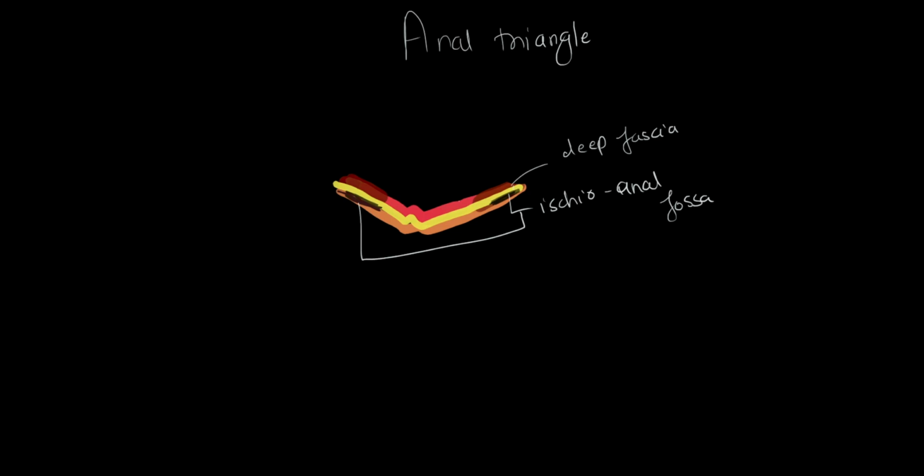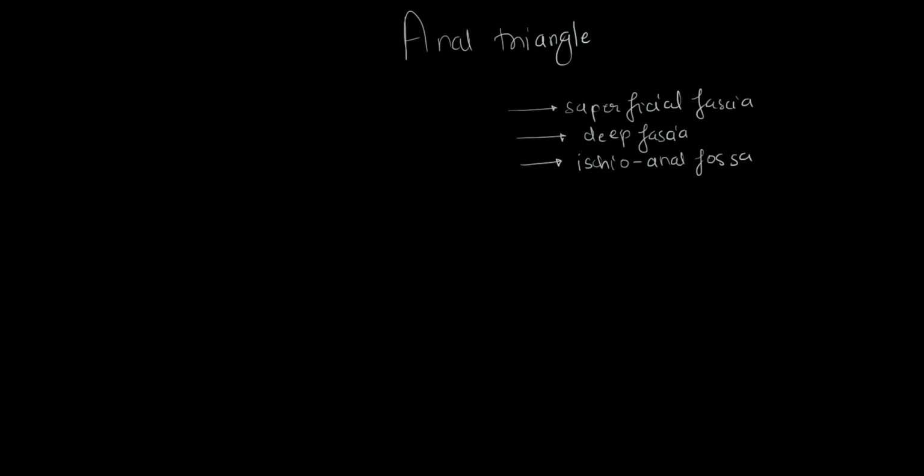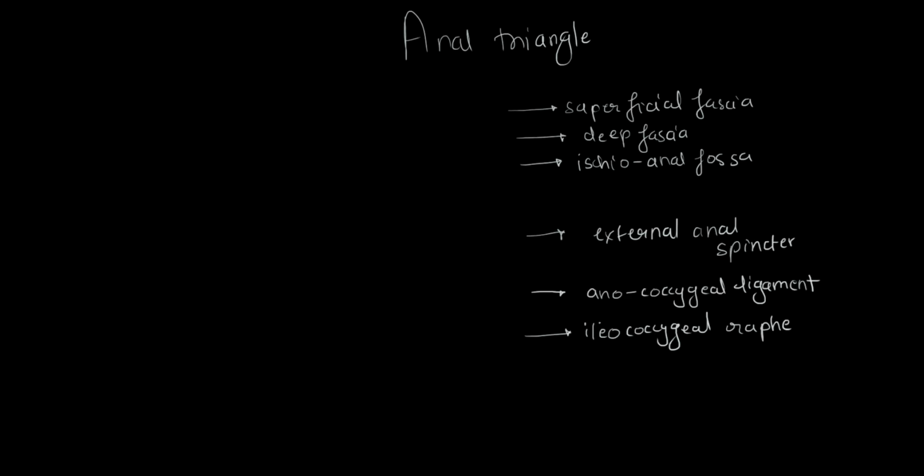So that was the first half of the components that we looked at. We looked at the superficial fascia, the deep fascia, and the ischioanal fossa. But there are a lot more components inside the anal triangle, namely the external anal sphincter, the anococcygeal ligament, and the iliococcygeal raphe. Now let us take a look at them on the atlas.